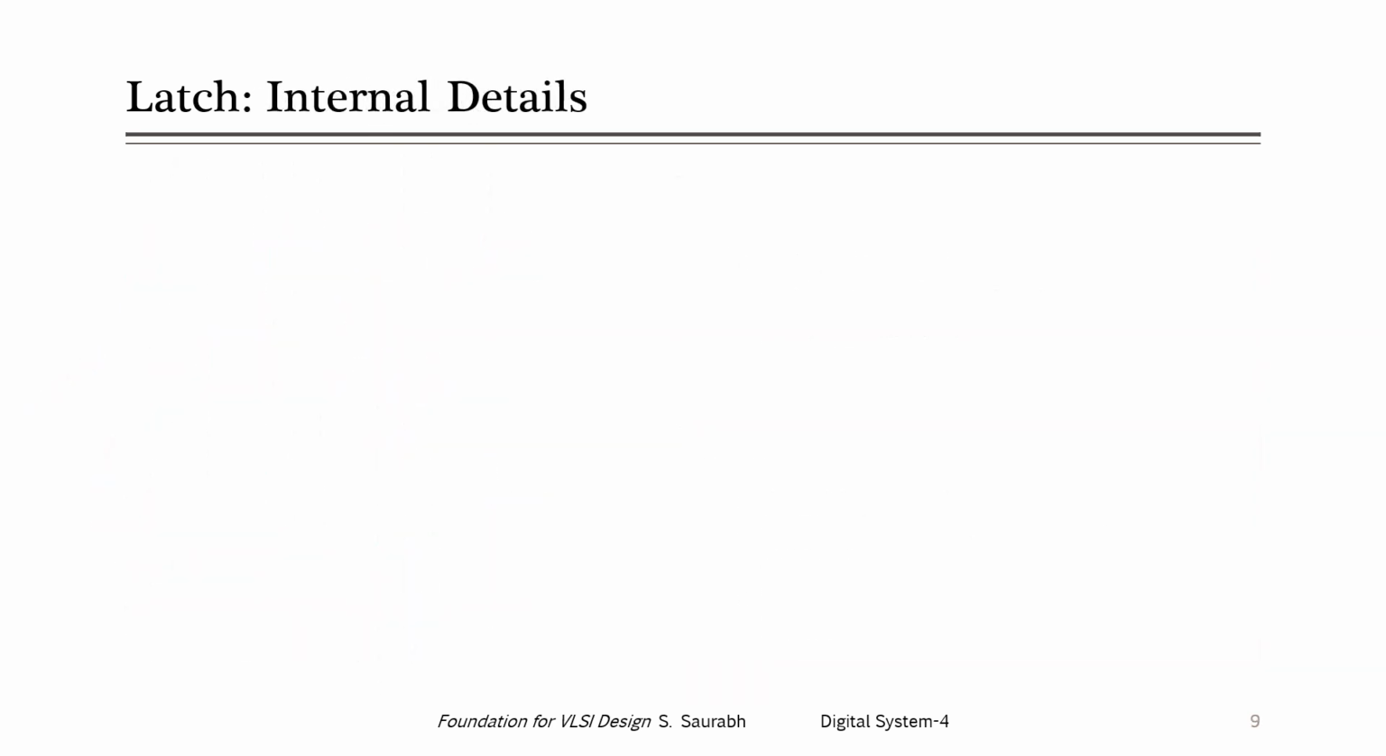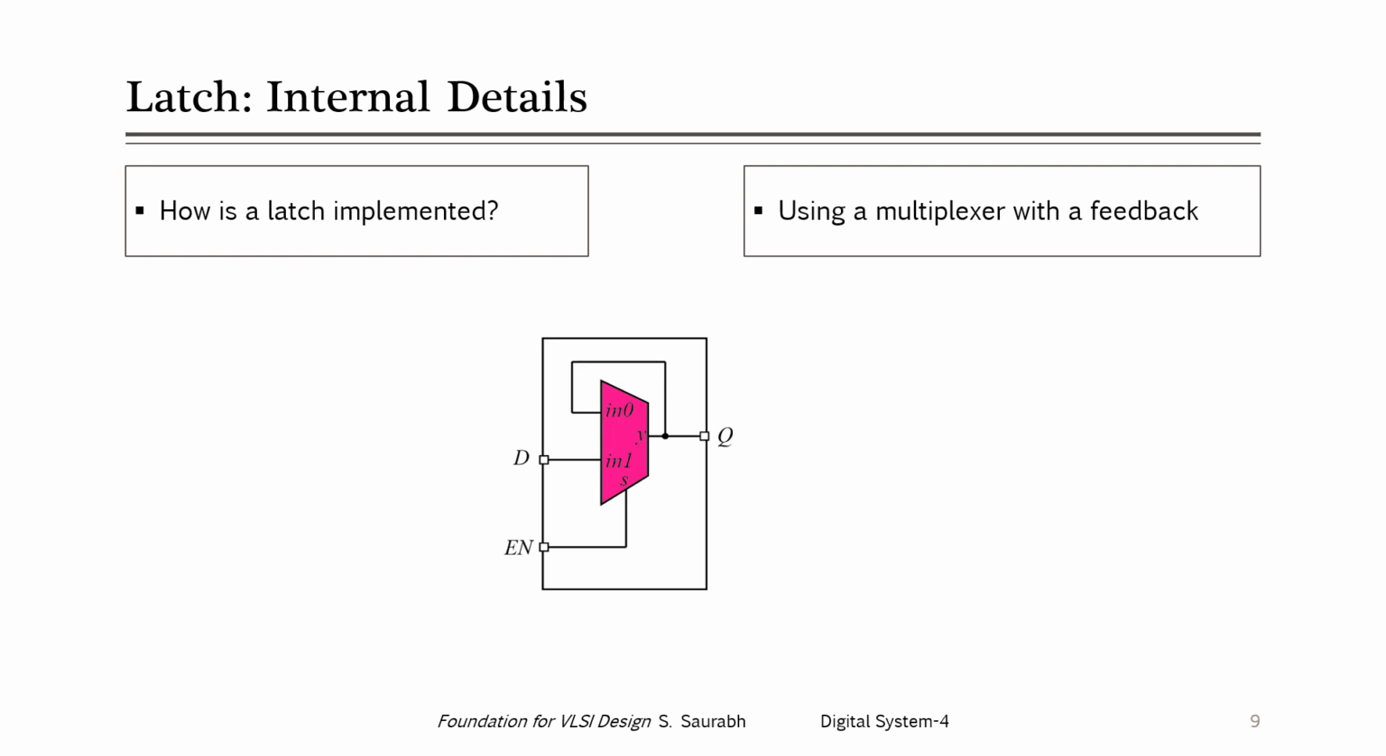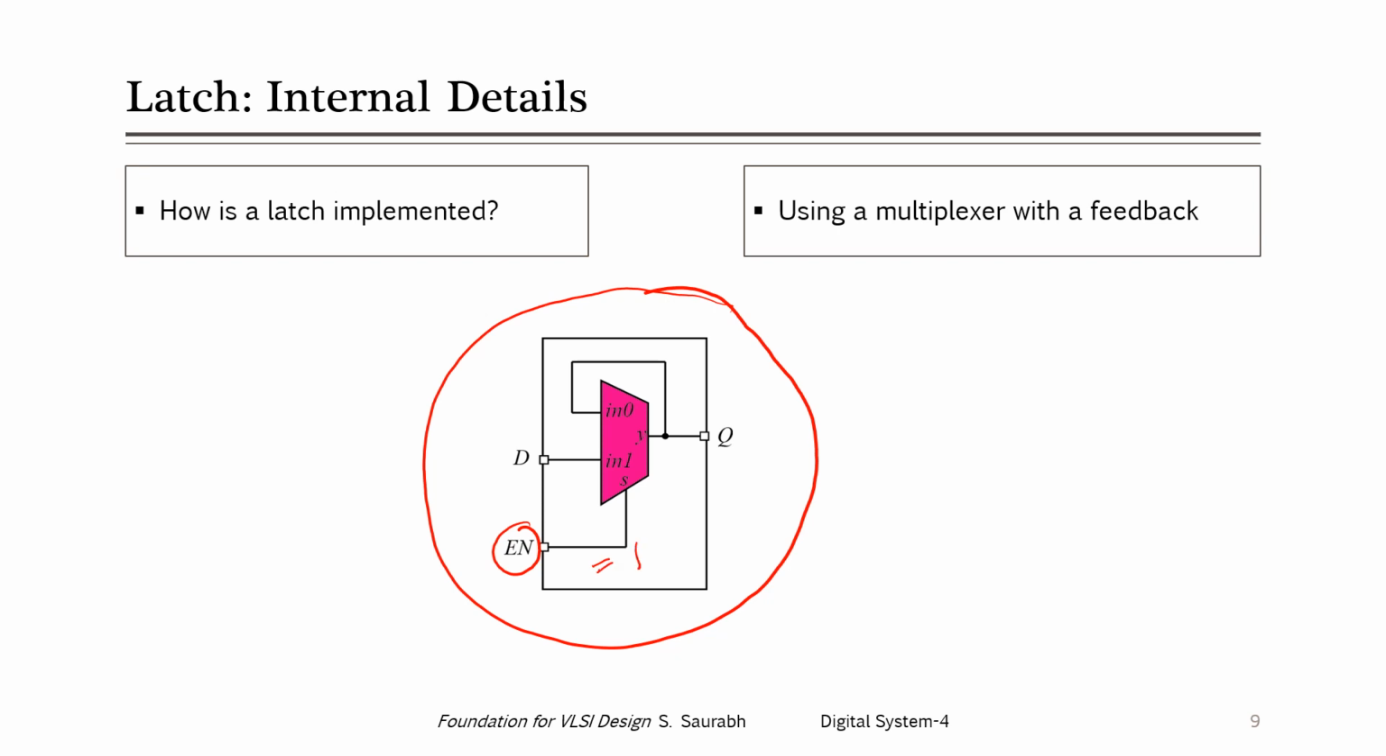Now let us look briefly into the internal details of a latch, like how it is implemented. A latch can be implemented in a simple manner by using a multiplexer with a feedback, right? So this is a simple implementation of a D latch. Whenever enable is equal to 1, whatever the value is at the D pin, that goes to the Q pin.